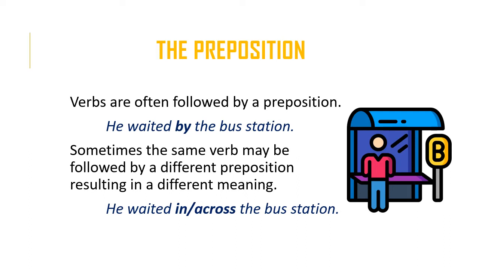Or even, in the first example, he waited by the bus station. If you say he waited in the bus station, that means he's physically inside the bus station. He waited by the bus station means he's beside the bus station. And across the bus station means he's probably on the other side. He's probably on the other side of the road.